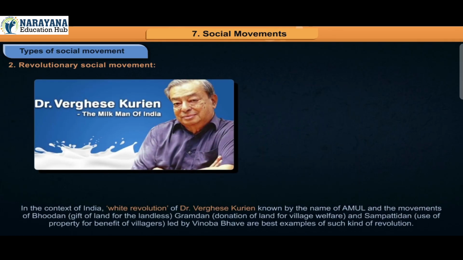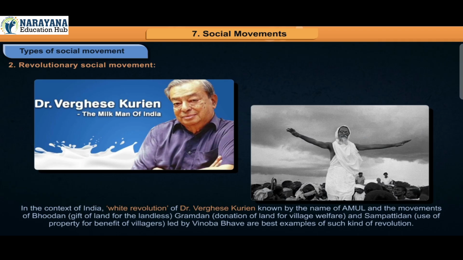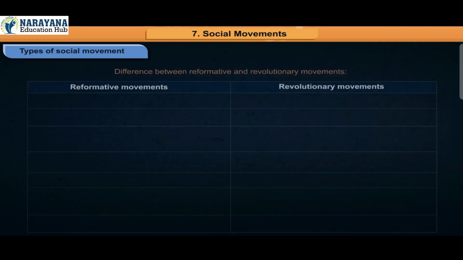In the context of India, the White Revolution of Dr. Varghese Kurian, known by the name of Amul, and the movements of Bhudan, that is gift of land for the landless, Gramdan, that is donation of land for village welfare, and Sampati Dan, that is use of property for benefit of villagers, led by Vinoba Bhave, are the best examples of such kind of revolution.